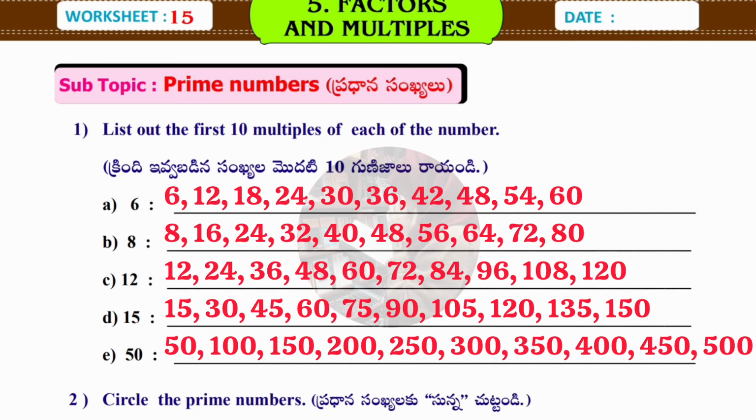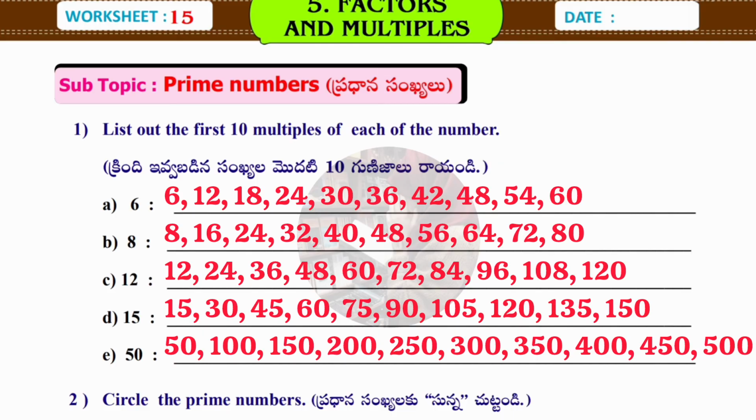Okay, here you go. Here the topic is prime numbers. We have to find the prime numbers for the given numbers. Let's see. In the first Roman, what we have been given is: list out the first 10 multiples of each number. Here some numbers are given. We have to find the first 10 multiples. It's nothing but writing down the table of the given number.